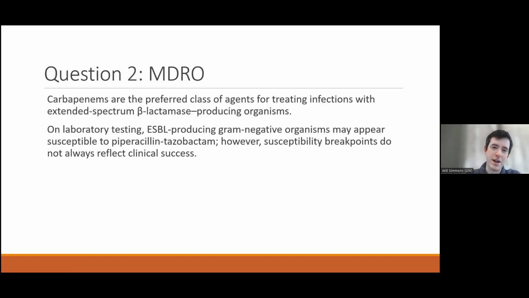There's a big randomized control trial on this where, unfortunately, the micro lab for the trial really screwed up the Pip-Tazo breakpoints, really bringing into question the results of the whole trial. But the trial showed that Pip-Tazo patients did worse, so we still run with that. But the answer is carbapenem, either Erta or Mero is fine if you see ESBL. So I don't think Pip-Tazo or cefepime would be a correct answer here. If it was an Enterobacter, suggesting more an AmpC-based mechanism, then cefepime could be a reasonable choice if it tested susceptible.